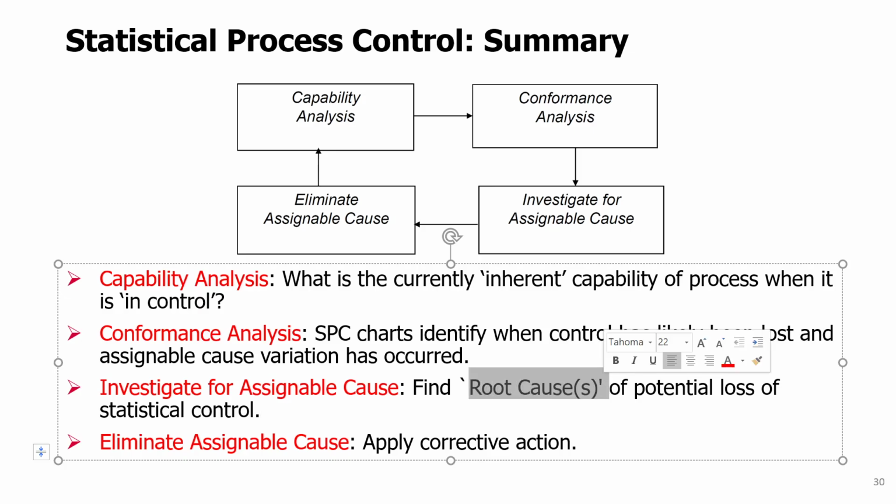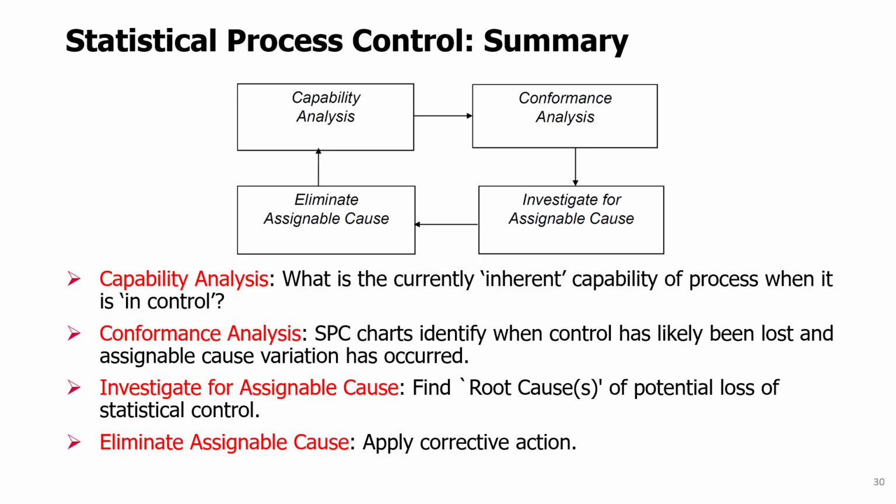And we try to find root cause or causes, something that caused that unusual variation, maybe some kind of problem in production or in delivering the service. We try to detect whether it is due to people or some equipment malfunctioning or something else, right? And then the fourth step is eliminating that assignable cause. So basically applying some kind of corrective action, whether it is in the service process or in the manufacturing.